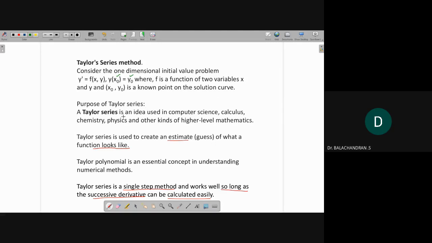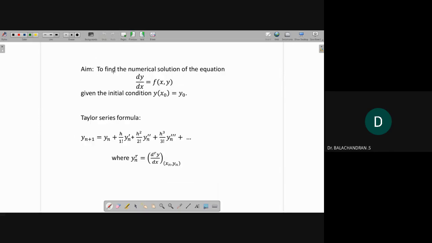is a known point on the solution curve. So, the purpose of Taylor series: Taylor series is an idea used in computer science, calculus, chemistry, physics, and other kinds of higher level mathematics. It is used to create an estimate of what a function looks like. Taylor's polynomial is an essential concept in understanding numerical methods. Taylor series is a single step method and works well as long as the successive derivatives can be calculated easily. You can solve first order differential equations, even second order and simultaneous differential equations, but those are not in your syllabus. So we are solving first order differential equations using numerical methods.